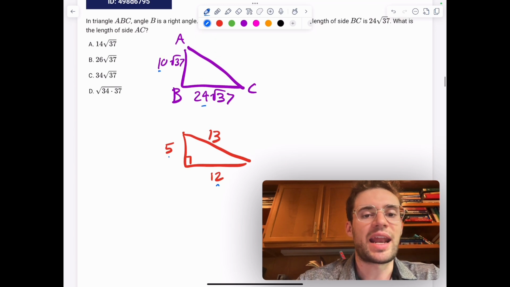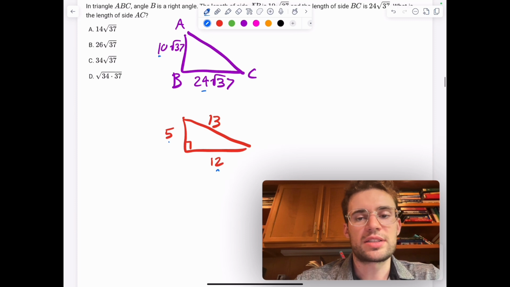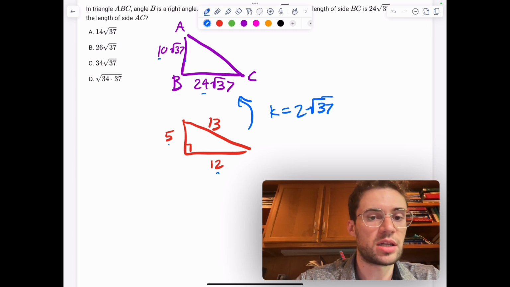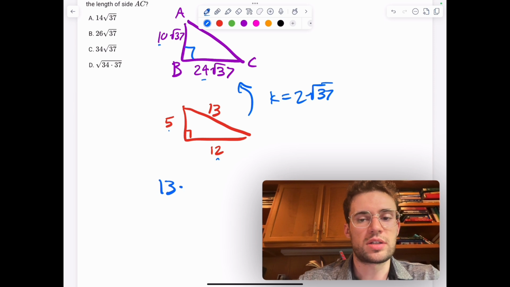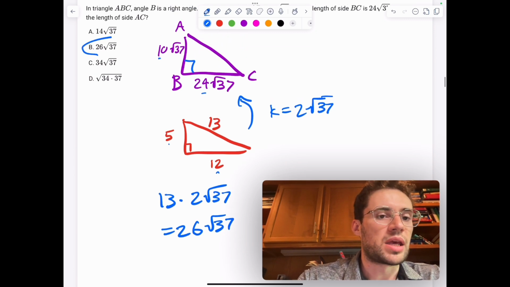But in this case, they did that, and then they multiply both sides by the square root of 37. So again, our scale factor from 5, 12, 13 to this is going to be 2 times the square root of 37. That's what you have to multiply each side by to make it match up. So we have to do the same thing for 13. 13 times 2 root 37. Well, double 13 is 26. 26 root 37. Right, so that's option B.